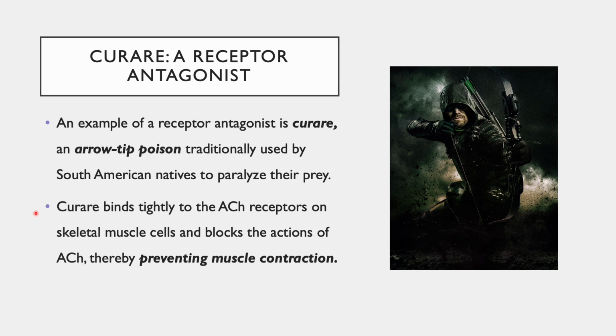Curare binds tightly to acetylcholinergic receptors on skeletal muscle cells and actually inhibits the actions of acetylcholine. By inhibiting acetylcholine, it prevents muscle contraction and thus induces paralysis in its victims.